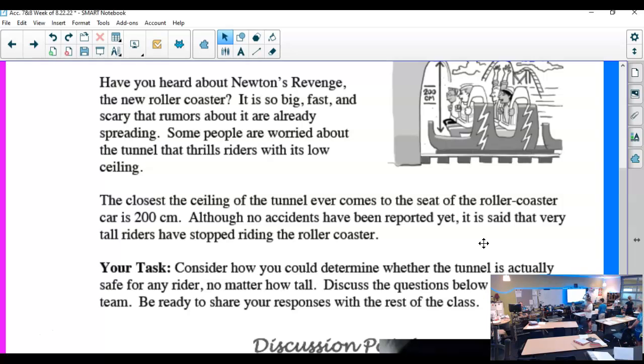So, I started to get suspicious that something didn't seem right because all of our data seemed too high. Reading the directions would potentially be important. Closest the ceiling of the tunnel ever comes to the seat. So we goofed up. It's not from the floor. My bad. Guess what? I'm a human. There's a sign out in the hallway that says teachers aren't robots. I teach 3 different math classes. If you measure from the floor, retake your measurement, or measure how high the seat is and do subtraction.